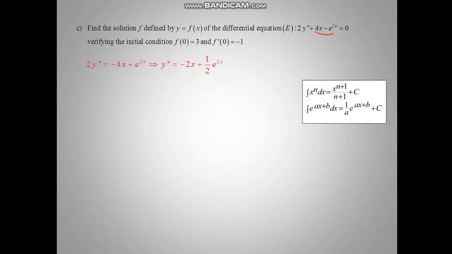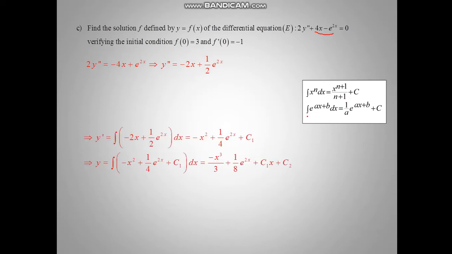Now, we have the rules of integration here. Integrate this differential equation to get y prime. Integral of minus 2x is minus x squared. Integral of half e to x, by using this formula, is 1 over 4 e to x because a is 2. Okay, now we have y prime. To get y, integrate this expression.